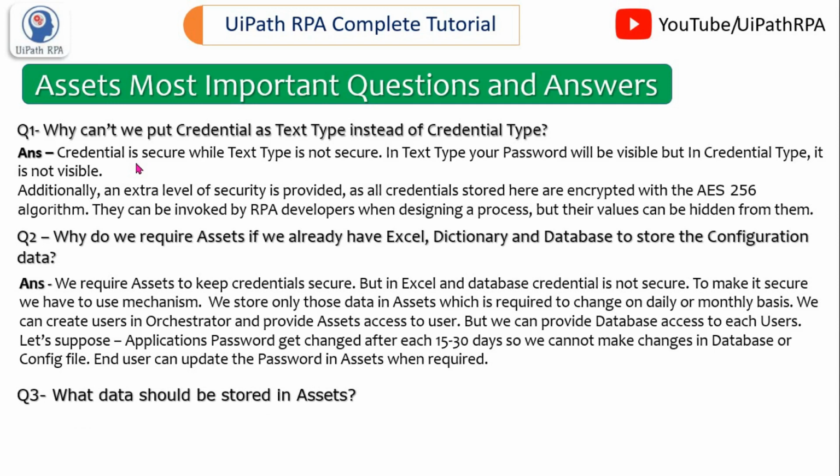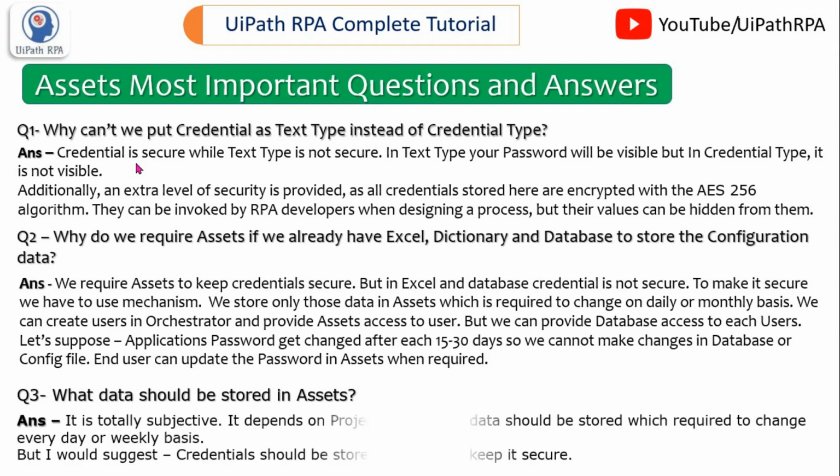Next question: what data should be stored in assets? And this is the important question. The answer is, it is totally subjective. It depends on the project. Only that data should be stored which is required to change on a daily or weekly basis. But I would suggest credentials should be stored in assets to keep them secure, or you can use a few assets if you think there are a few variables in your project which are required to change every time the project runs.